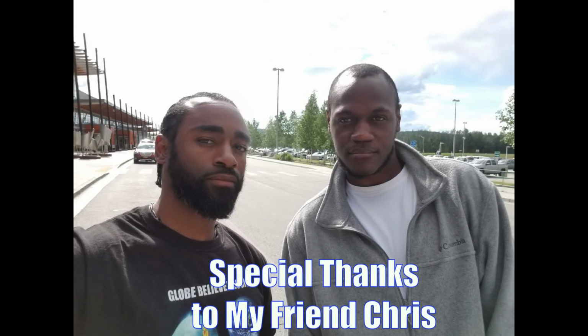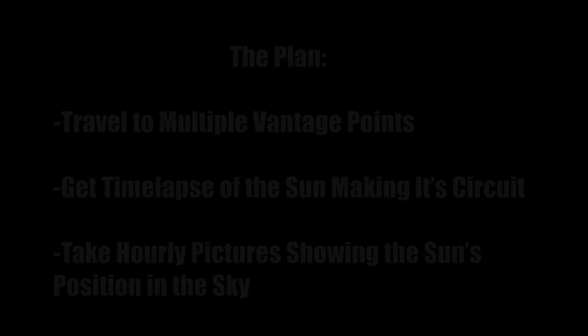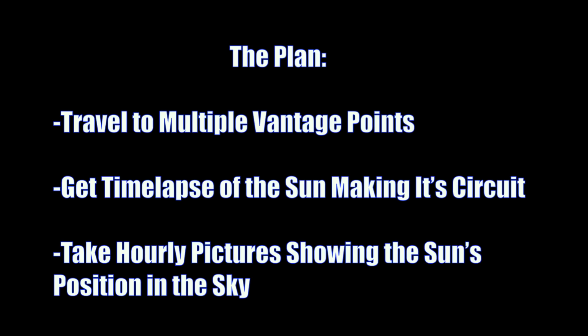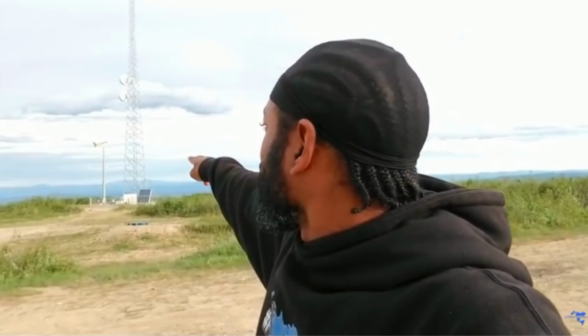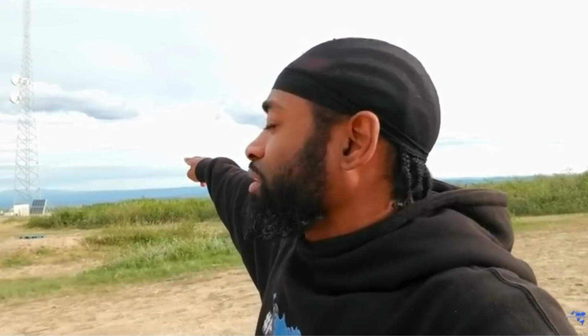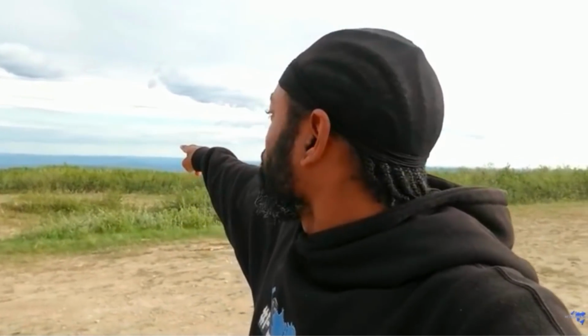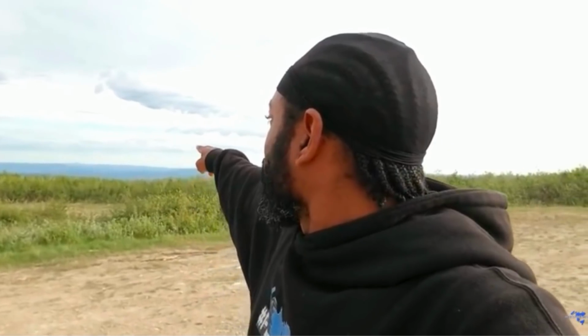Fortunately, I was able to call in a favor to a friend in Alaska, and he was by my side for the whole trip. The plan would be to travel to multiple vantage points with minimal obstruction, so he could track the sun's movements in the sky, get a time lapse of the sun making its circuit, and take hourly pictures showing the sun's position in the sky. The first place we would go to was called Murphy's Dome, and we would use that tower in the background as a reference point to track the sun's movement. So that was where I'd set up the P900 for a time lapse.